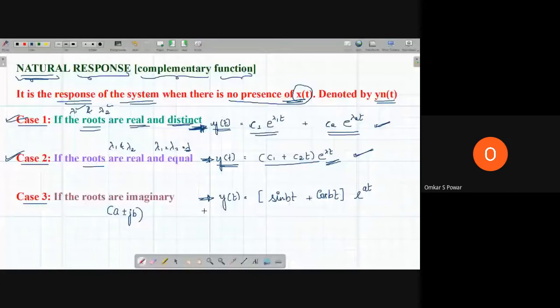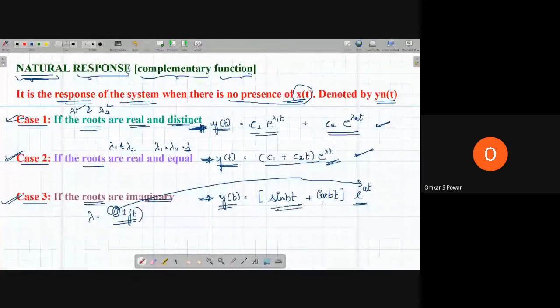Then case 3. If the roots are imaginary, so if lambda is equal to a plus or minus jb, then your natural response of the system will be e power at, where whatever a you get here, you shift it here, into C1 sin bt plus C2 cos bt. This b you will get from the imaginary term. These things you have to remember while solving problems. This is the condition when x of t is equal to 0, where you get the natural response.